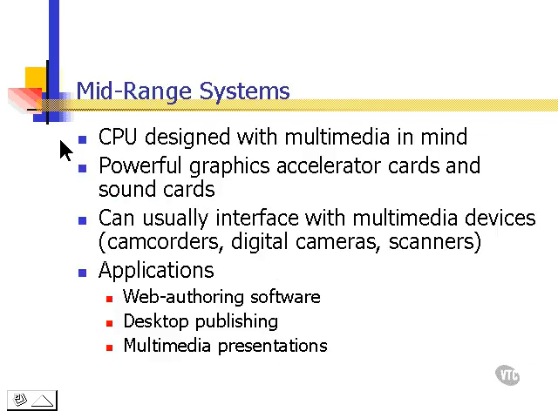The mid-range systems are designed with the CPU. The CPU in the mid-range systems is designed with multimedia in mind. There's a powerful graphics accelerator card, usually. They can usually interface with multiple devices like camcorders, digital cameras, and scanners. And they can use applications like web authoring software and desktop publishing. Now, there are minimum requirements in order to use multimedia on a PC. And these vary with the PC, but there are some standards. And we'll talk about those standards in our next section.